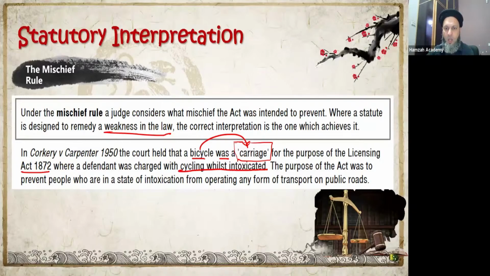But the judge says that no. The purpose of the act was to prevent people who are in the state of intoxication from operating any form of transport on public roads. So they said that carriage does not take a literal meaning. It means what mischief, what problem the law was trying to avoid: that anybody who's riding a bicycle and is under the influence of alcohol should not ride any form of transport. So that was the rule.